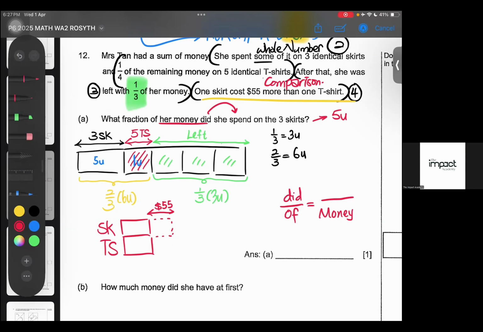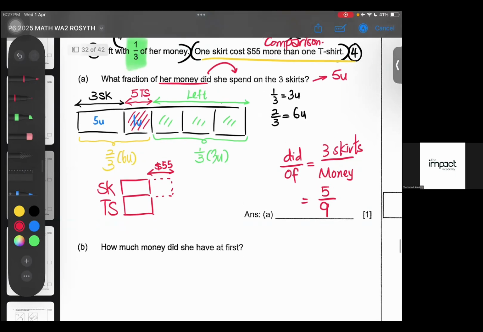You understand, Shashank? So what is it? I did 3 skirts. 3 skirts is how many units? So 3 skirts is 5 units. How many units do I have in total? In total you have 6. Wait, sorry, 9 units. Yeah, so that's the reason why your first answer in this situation is 5 over 9. Understand? Okay, we are going to solve the second part of the question. Is that okay? All right.